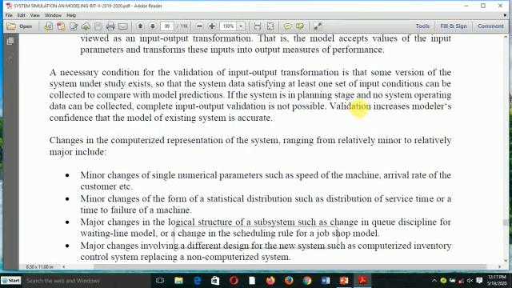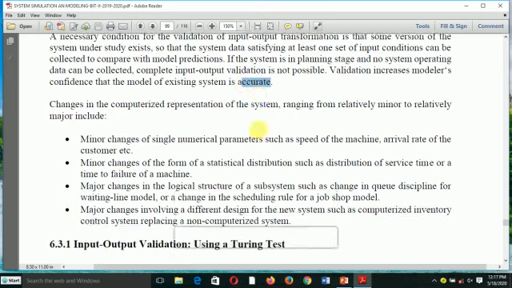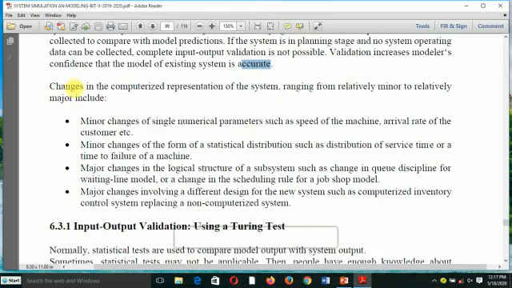So when you have done validation correctly, this will increase your confidence. Why? Because you will be sure that your system is accurate. So when you change something in the computerized representation of the system, it can be a minor or major change in your simulation or in your computerized representation.